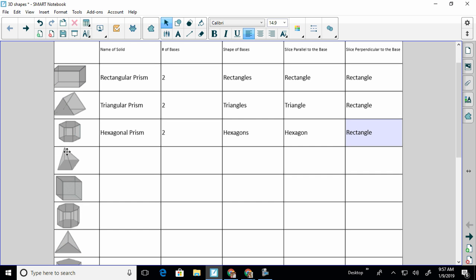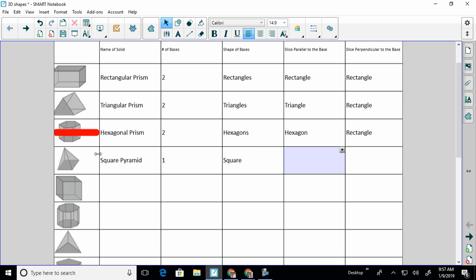Okay, let's look at this next one here. This is the first one that goes straight into an apex. So all the sides go up to one point. So this is a pyramid. And then if I look at the bottom shape, it looks like it would be a square. So it is a square pyramid. This one, because the pyramid only has one base, and the shape of that base is a square.